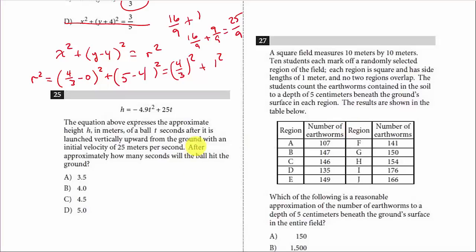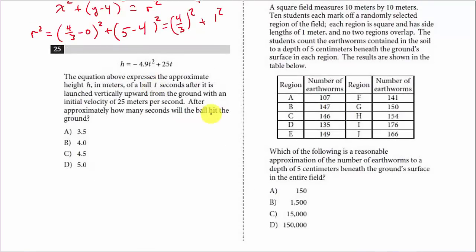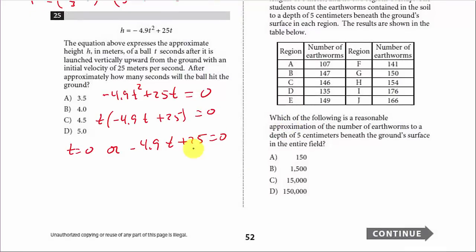All right, so what we're looking for is how many seconds it will take for the ball to hit the ground. Well, this h represents the height. So we take negative 4.9t squared plus 25t, and we want to know when the height is 0. So we factor out a t: t times negative 4.9t plus 25 equals 0. And so we get t equals 0, or negative 4.9t plus 25 equals 0.